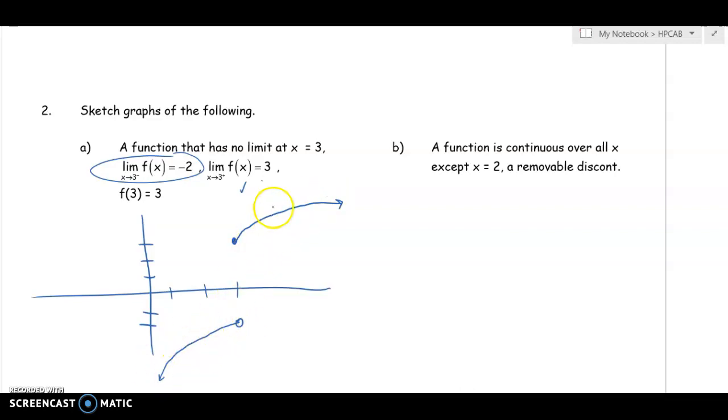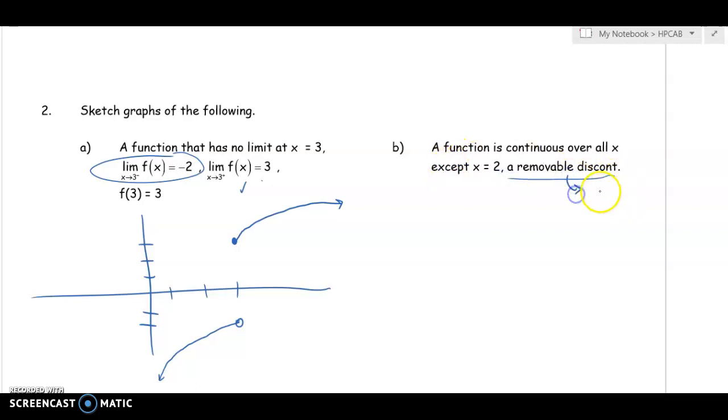And what you'd have on the left side and the right side, you could do whatever you want. But these points are a necessity. All right, and you can try it out. From the left, as we approach 3, we get closer and closer to that y value of -2. And as we approach 3 from the right, we get closer and closer to that y value of 3. Check.